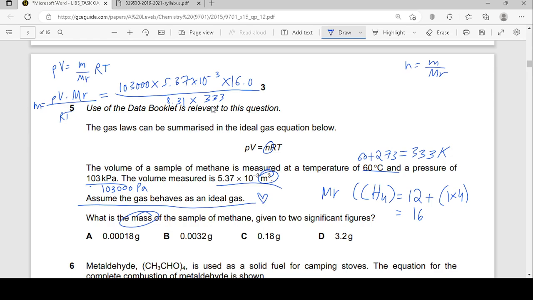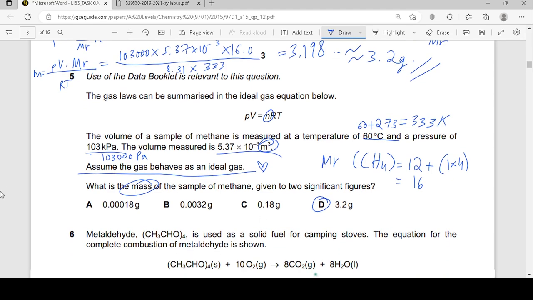5.37 × 10⁻³⁶ divided by 0.31 × 10⁻³⁶. So I get 3.198, and in the question they're asking you to find it to 2 decimal places, so that approximately becomes 3.2 grams, which is option D. So option D is going to be my answer.